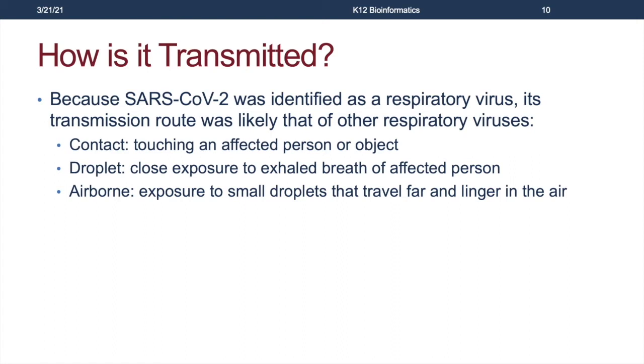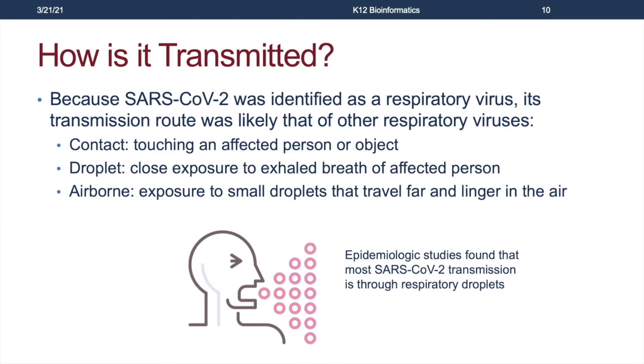Its transmission might be airborne, which means it can be inside small droplets that people breathe out, and these can travel farther and linger in the air more than the larger droplets. In the beginning, the safest thing we might do is assume that it can be transmitted in all of these ways and take as many precautions as possible. Epidemiologic studies have found that most SARS-CoV-2 transmission is through respiratory droplets, although some airborne transmission can also occur, and there is a contact transmission possible as well.